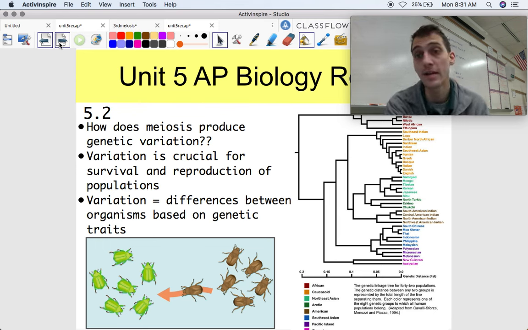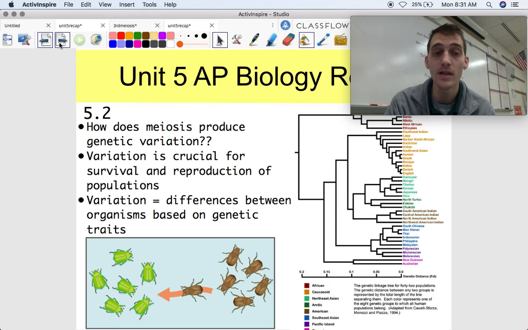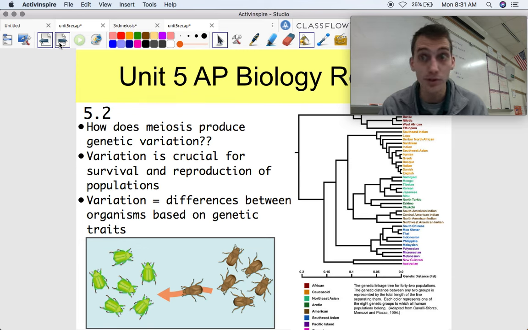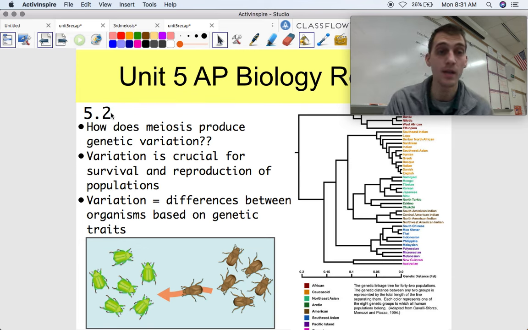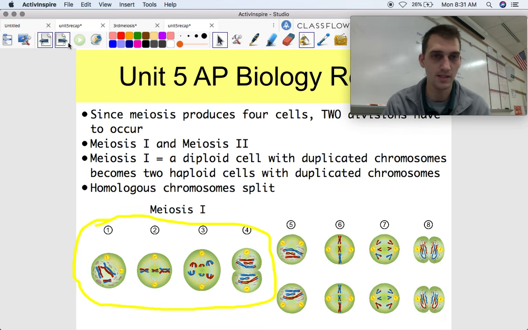How does it produce genetic variation? That's the main question that topic 5.2 answers. It's crucial for survival and reproduction of populations. Variation is defined as the differences between organisms based on genetic traits. So for the purpose of evolution and natural selection, variation is very, very important. Now, where does it come from? It comes from this. We're about to talk about it.